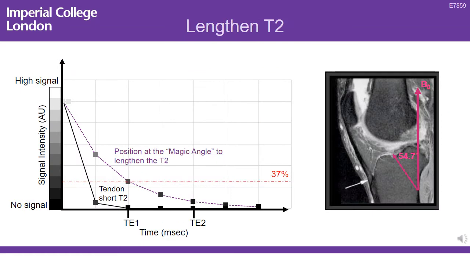When short T2 tissues are positioned at the magic angle, their T2 is lengthened, giving you more time to collect the signal. And you can see here that the signal hasn't decayed anywhere near as fast, and there still remains some to be made into an image.